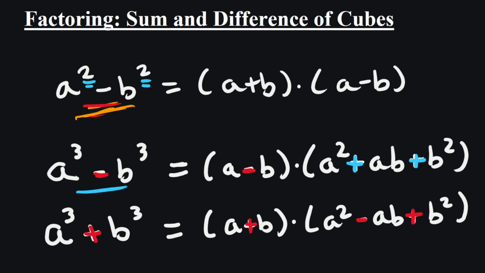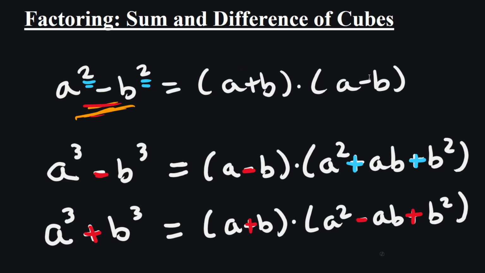In a difference of two cubes, just remember that the first binomial right here, we're subtracting. And then the rest of it, we're adding. And then in a sum of two cubes, in the first binomial, we're adding. And in the second trinomial, we're subtracting and then we're adding. And this is how you factor any sum or difference of two cubes. So let's go through an example together.